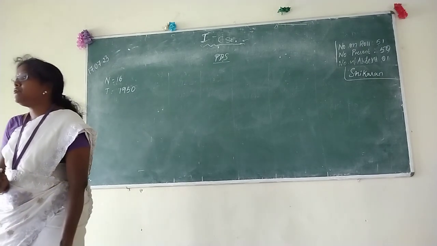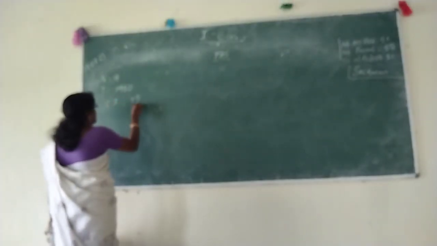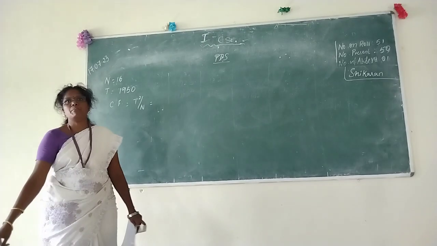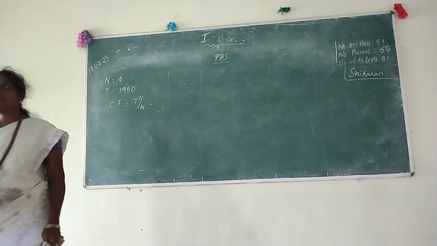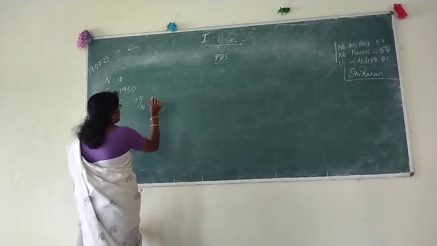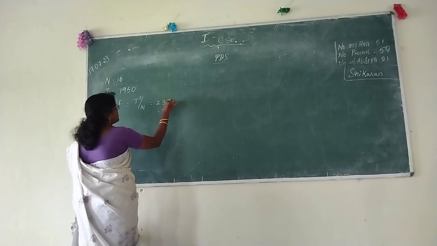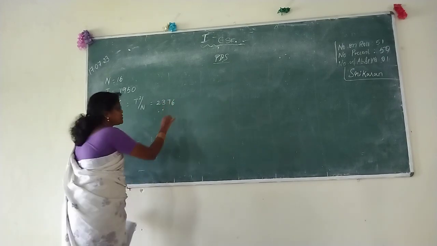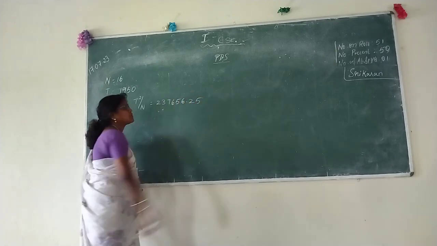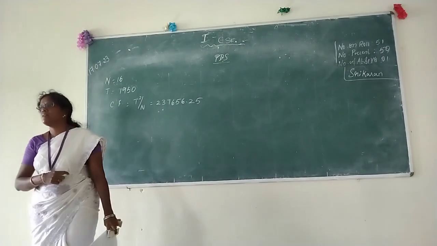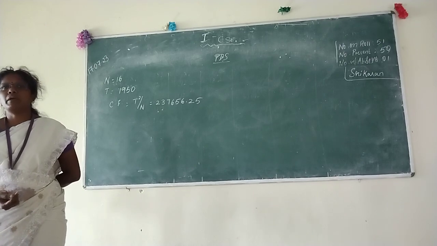Complete everyone? Find the correction factor. So correction factor is given by t square by n. Square the t value, then divide by n. Boys, no one is solving.